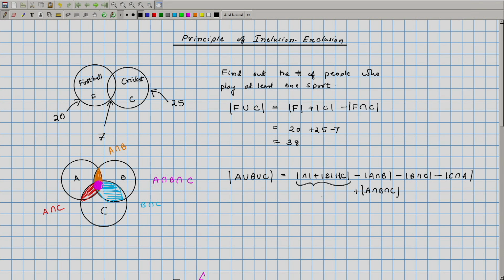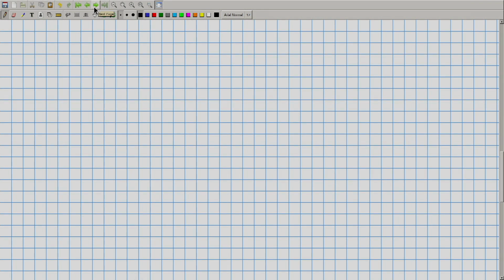In general, when we have, let us say, n such sets, how do we compute the size of the union of n sets? That is what the principle of inclusion-exclusion helps us do. So, let us look at a small problem and we will illustrate the principle by means of that example. This is known as the derangement problem.